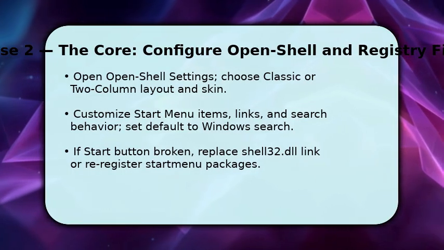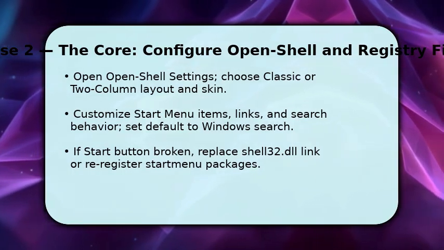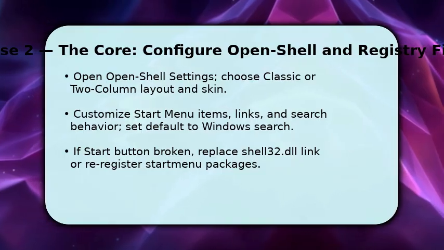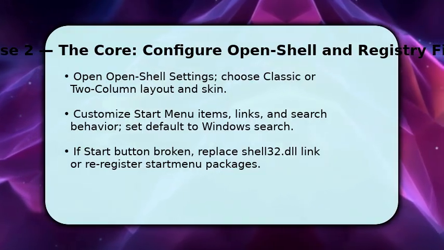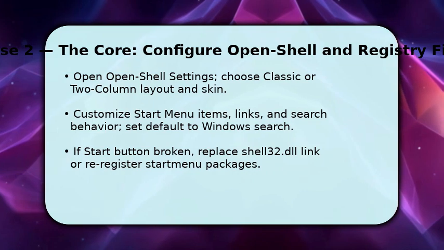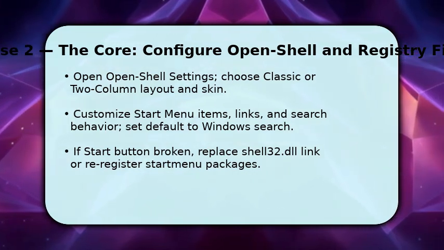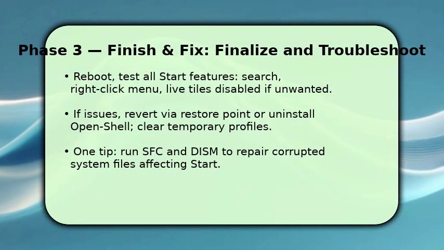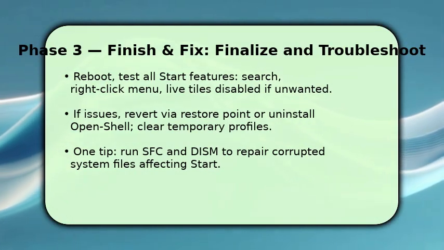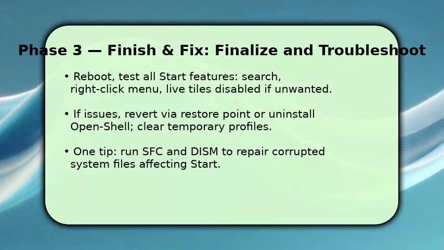If the Start button fails, re-register Start menu packages or restore a backed-up Shell 32 link. These adjustments restore look and function while preserving system integrity. Finish by rebooting and testing search, right-click context and pinned shortcuts. Disable live tiles if you prefer the classic static menu.